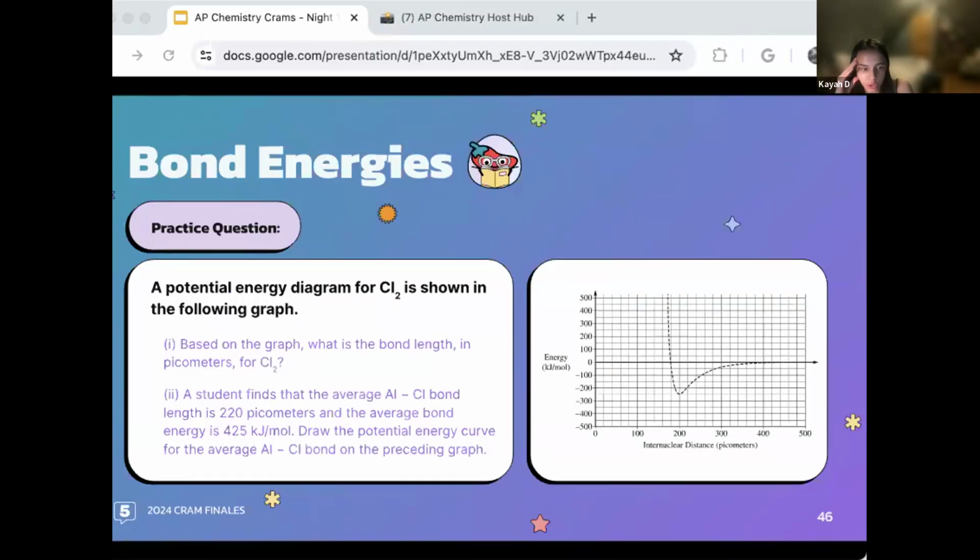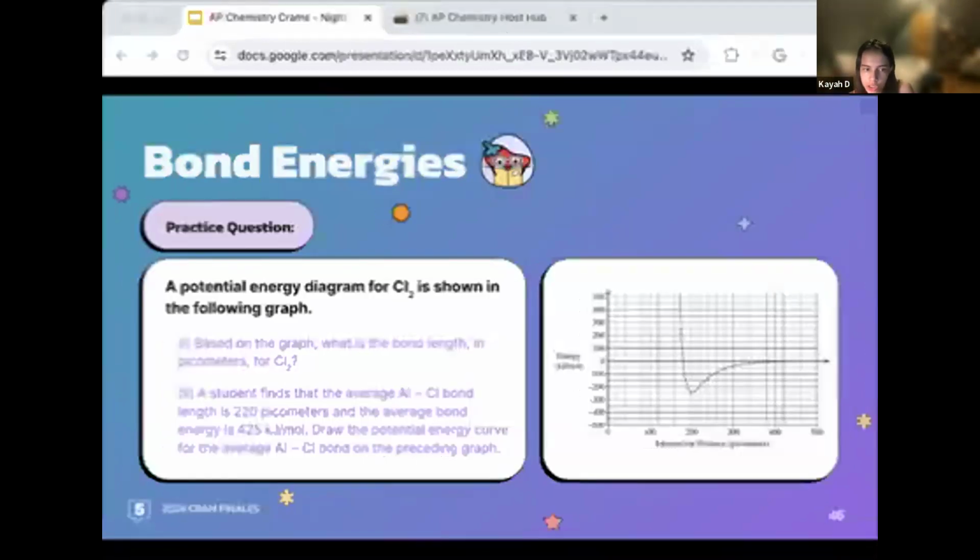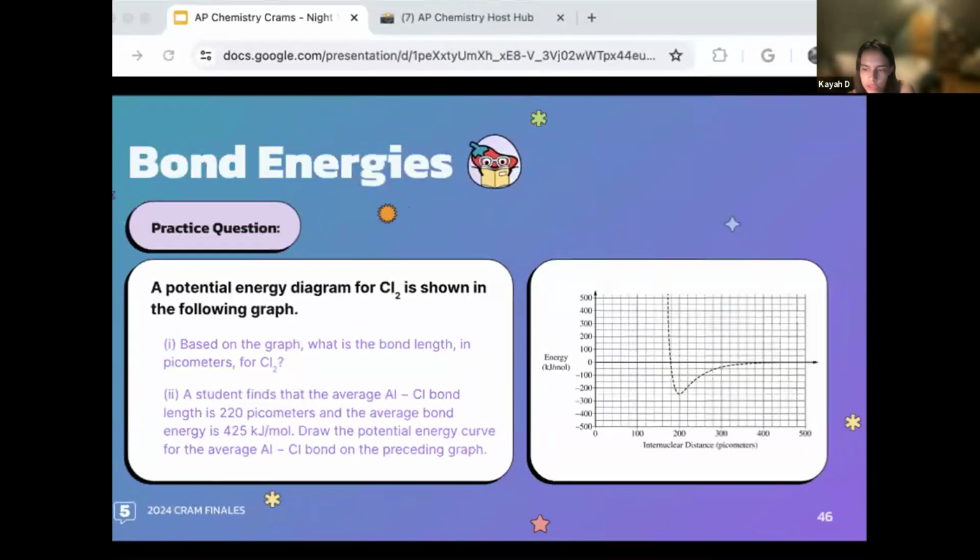So we're going to do a little practice question really quickly. A potential energy diagram for Cl2 is shown in the following graph. Based on the graph, what is the bond length in picometers for Cl2? If you look at this graph, you'll see that little bottom dip I told you about, the little swoop before it goes back up, is around 200. So the bond length in picometers for Cl2 will be about 200.